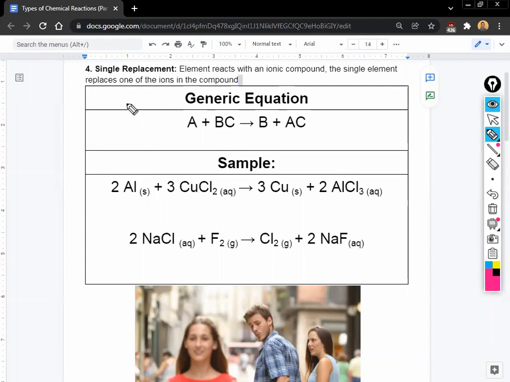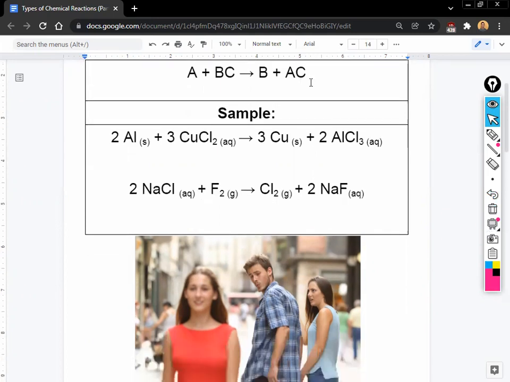Okay, so the 4th type of reaction we're going to talk about is called single replacement. So just make sure you guys write that down, the name. Okay, single replacement reactions. And I'll explain why the meme is there in just a second. So the reaction that we'll be talking about today are called single replacement reactions. Yes, you can tell by the name.